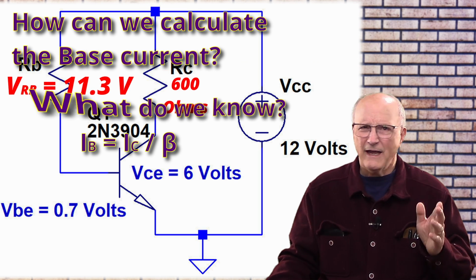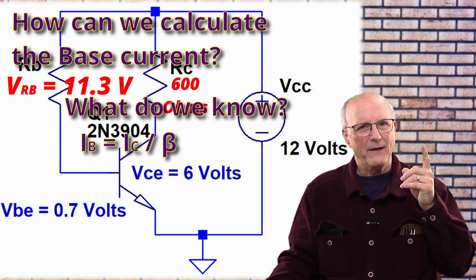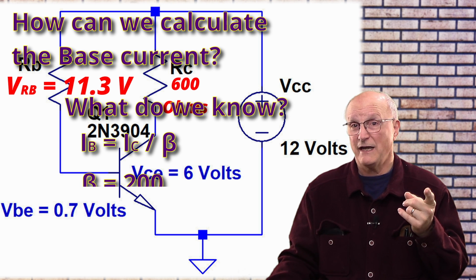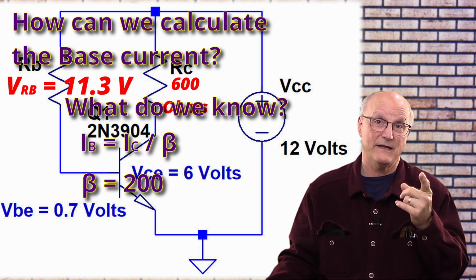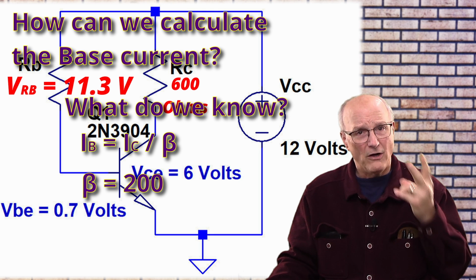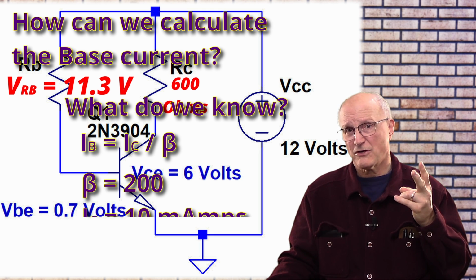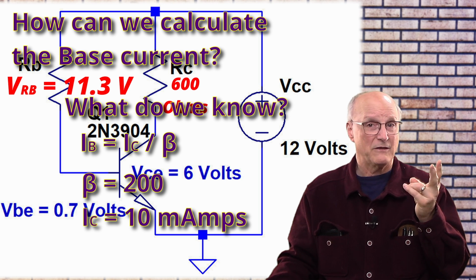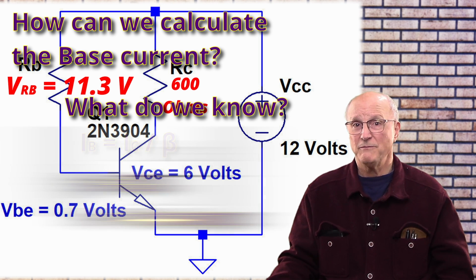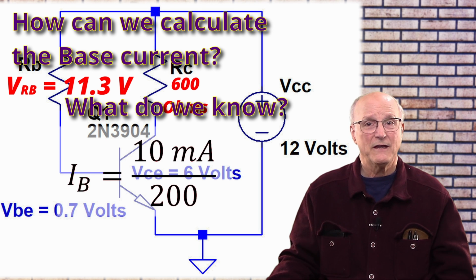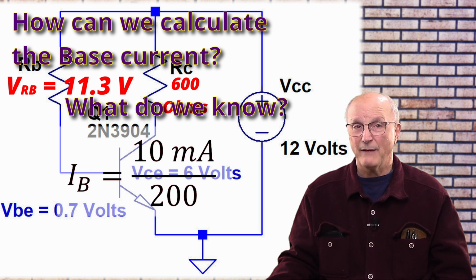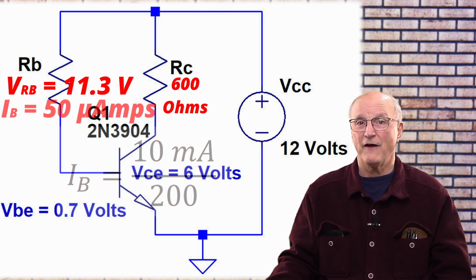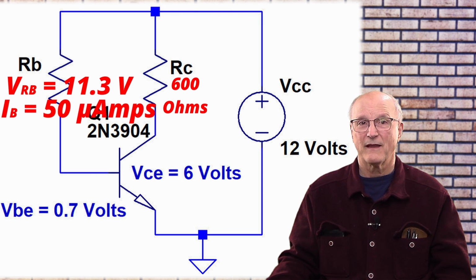So at this point, again, what do we know? We know that beta is essentially the same as h_FE, which we decided to be 200 by our design assumptions. And we also know that the desired collector current is 10 milliamps per our design goals. So putting all this in our equation, this gives us a base current equal to 10 milliamps divided by 200, which means that we have a base current of 50 microamps.